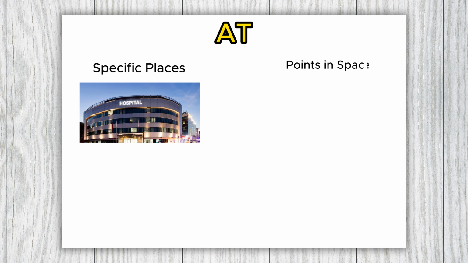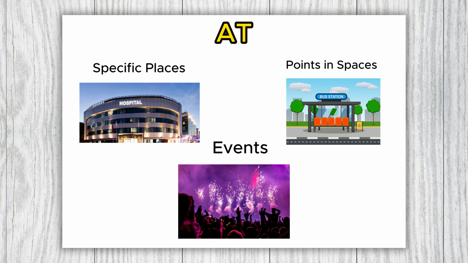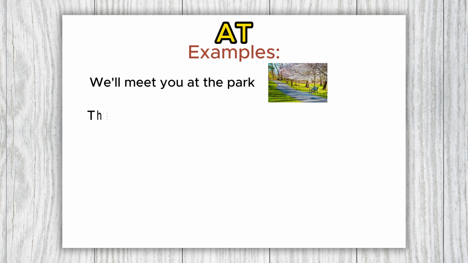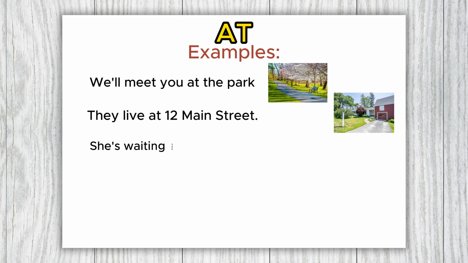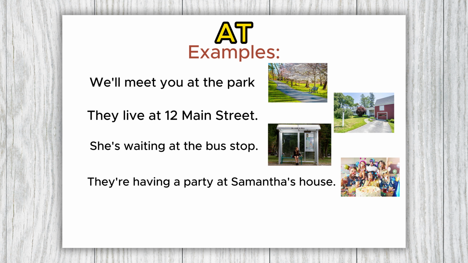And lastly, at. We use at to talk about specific places or points in spaces, events. For example, we'll meet you at the park. They live at 12 Main Street. She's waiting at the bus stop. They're having a party at Samantha's house. We'll see you at the movie theater.